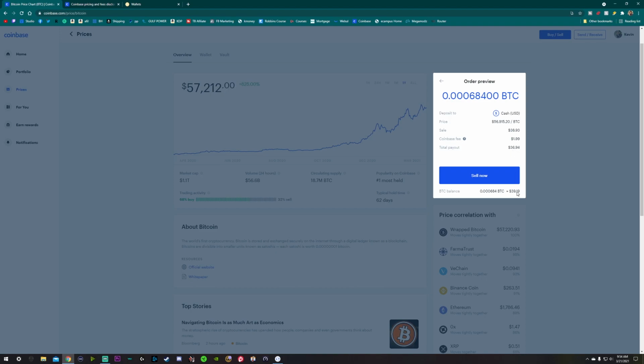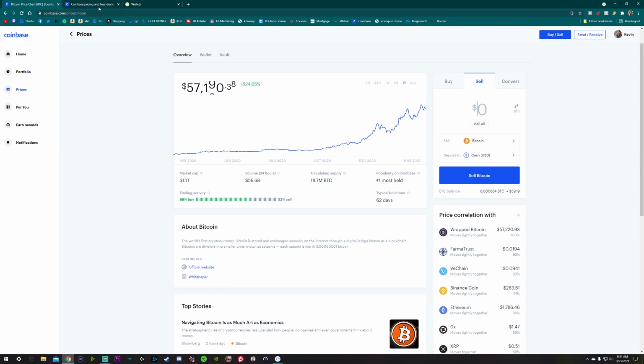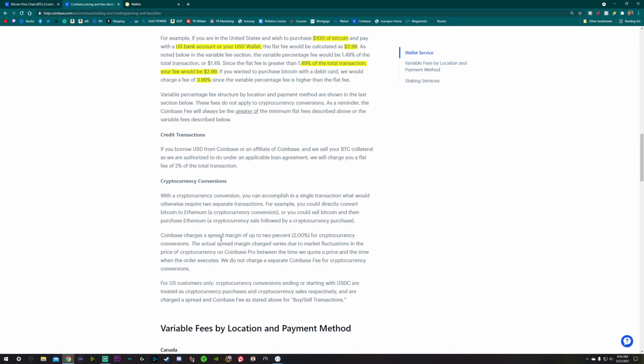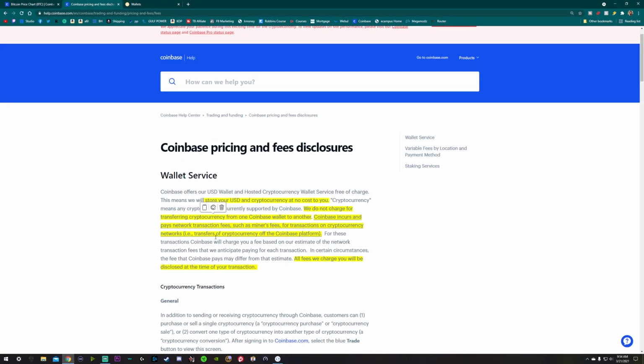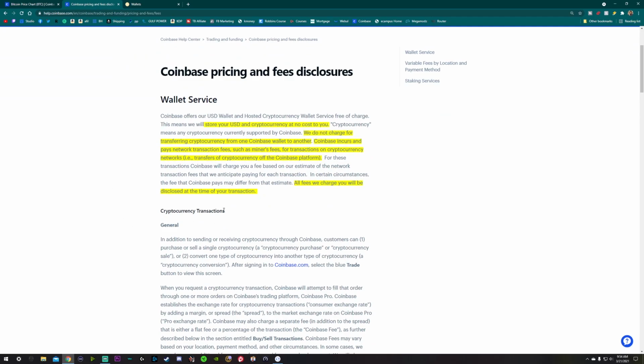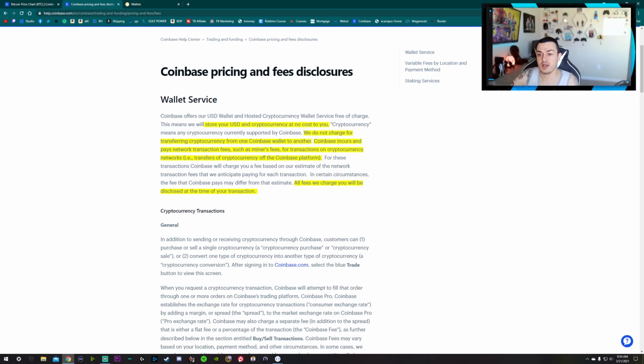Which, as we can see, the difference between what I actually have in BTC and what I'm actually going to get is not $1.99. It's $2.25, because not only are you paying the flat fee, but you're also paying a spread. So I have this little article pulled up here. This will be linked in the description below. I cite my sources so you guys can read this in its entirety.